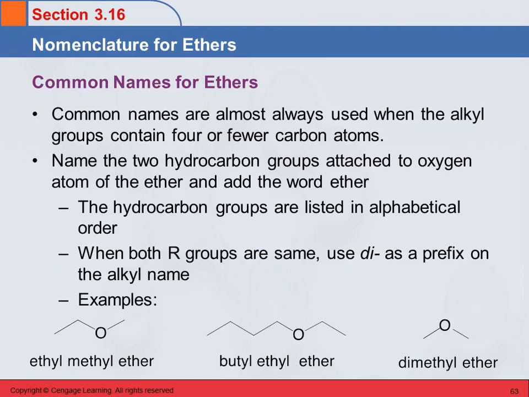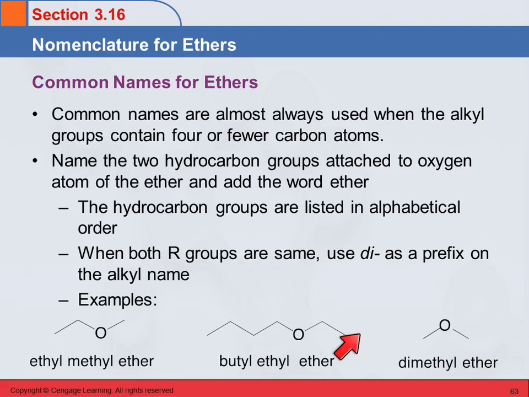The smaller ethers have common names, and those are used frequently for these smaller ethers. So how do you name it with the common names? You look at the two hydrocarbon groups that are attached to the oxygen, and then you add the word ether after that. So we'll look at this example. Here's the oxygen, and we're looking at what are the R groups? What are the groups that are attached? Well, this is a methyl group, and this is an ethyl group. And then we put those names in alphabetical order. So this is ethyl methyl ether.